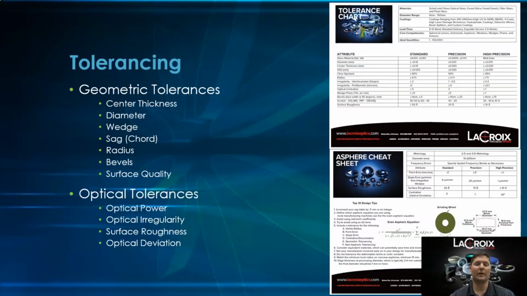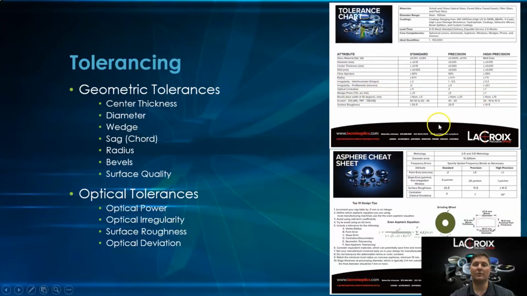So the next step is making sure that your optic is properly toleranced. There's two main categories. There's geometric tolerancing and there's optical tolerancing. As far as the geometry, that's all of the physical characteristics of the lens, including center thickness, diameter, wedge, sag, or the chord of a concave radii, the two radii on a spherical element, bevels, surface quality, and any other geometric dimensions. For the optical tolerances, there's power, irregularity, surface roughness, and optical deviation.